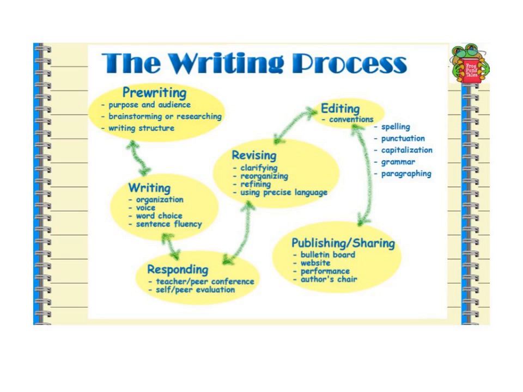Here is a little diagram of the writing process. The first step in the writing process is called pre-writing. That's when you are thinking about the purpose of your writing and who will be reading it. That's your audience. You'll also be brainstorming or researching depending on the kind of writing that you're doing. And you'll be thinking about the writing structure that you will use for your writing.